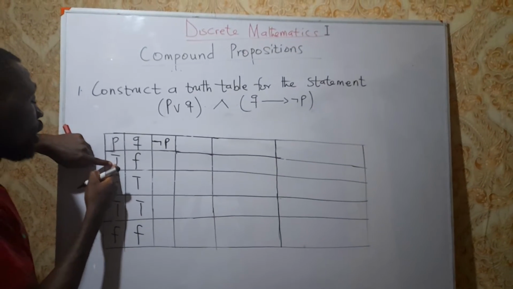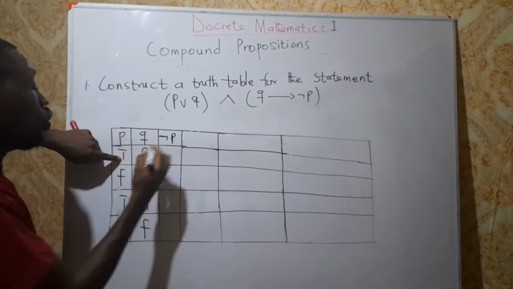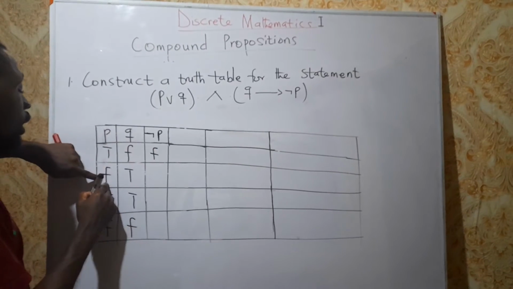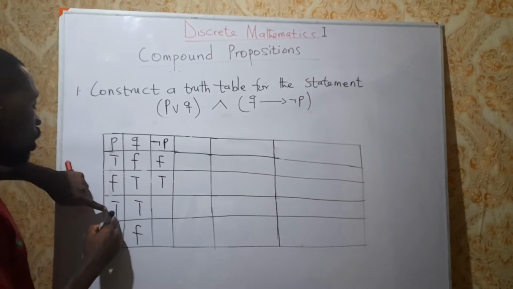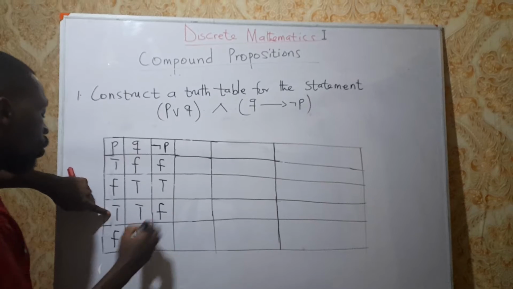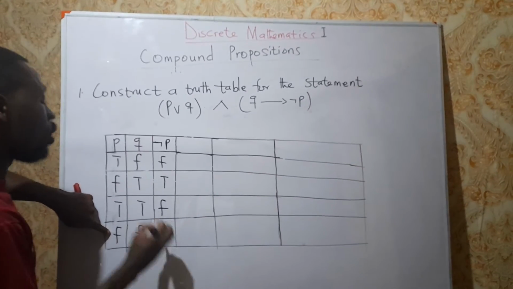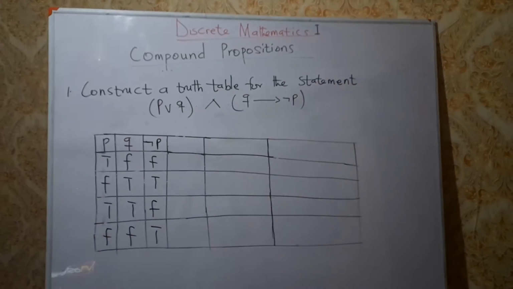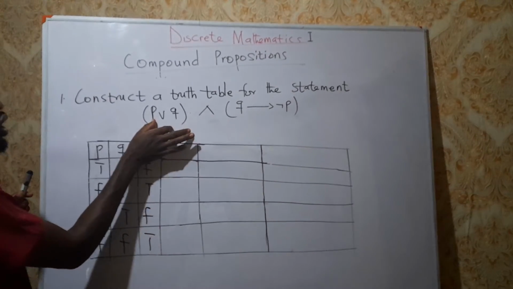So we are negating P. Since this is true, here will be false. Since this is false, this will be true. This is true, so it will be false. Then since this is false, this is true. Now the next thing is that we need to deal with this.